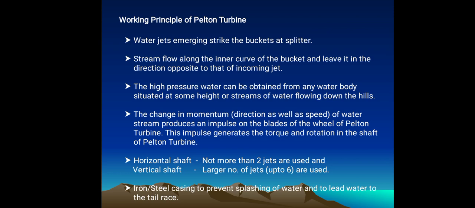For a horizontal shaft, not more than 2 jets are used. For a vertical shaft, a larger number of jets are used. An iron or steel casing prevents splashing of water and leads the water to the tail race.